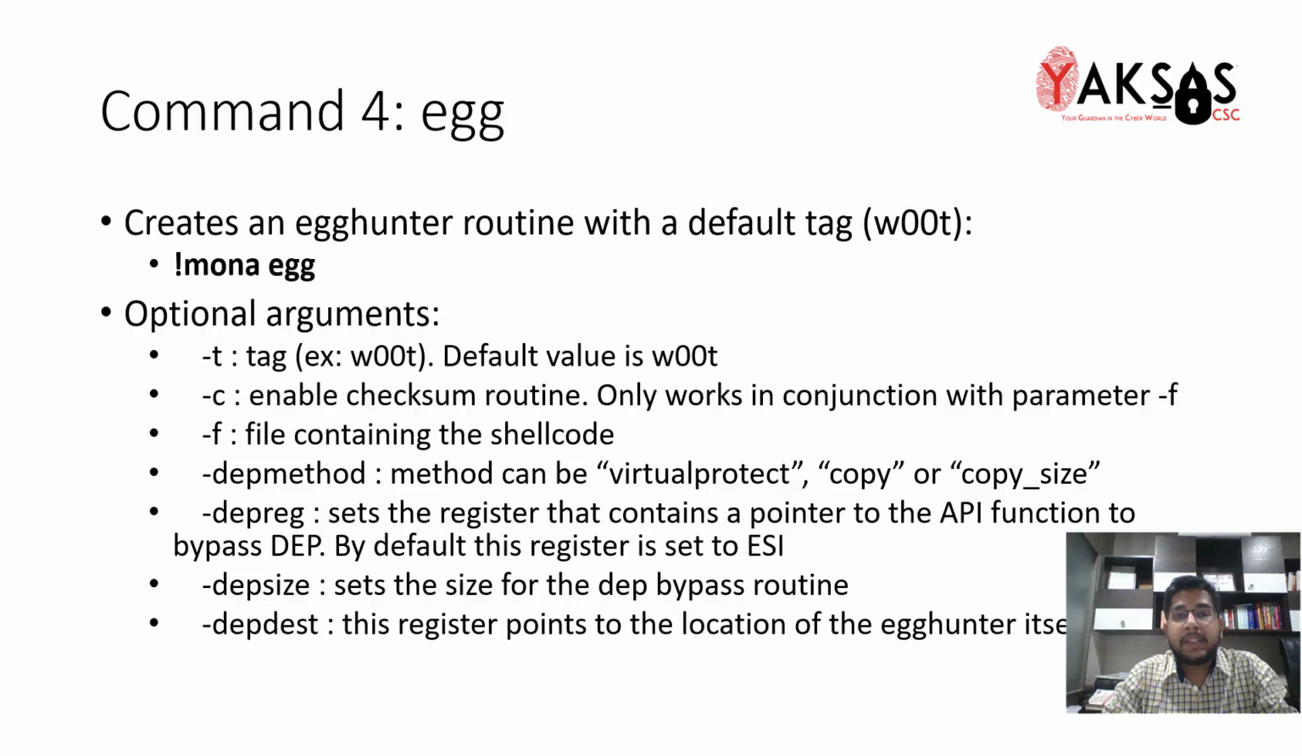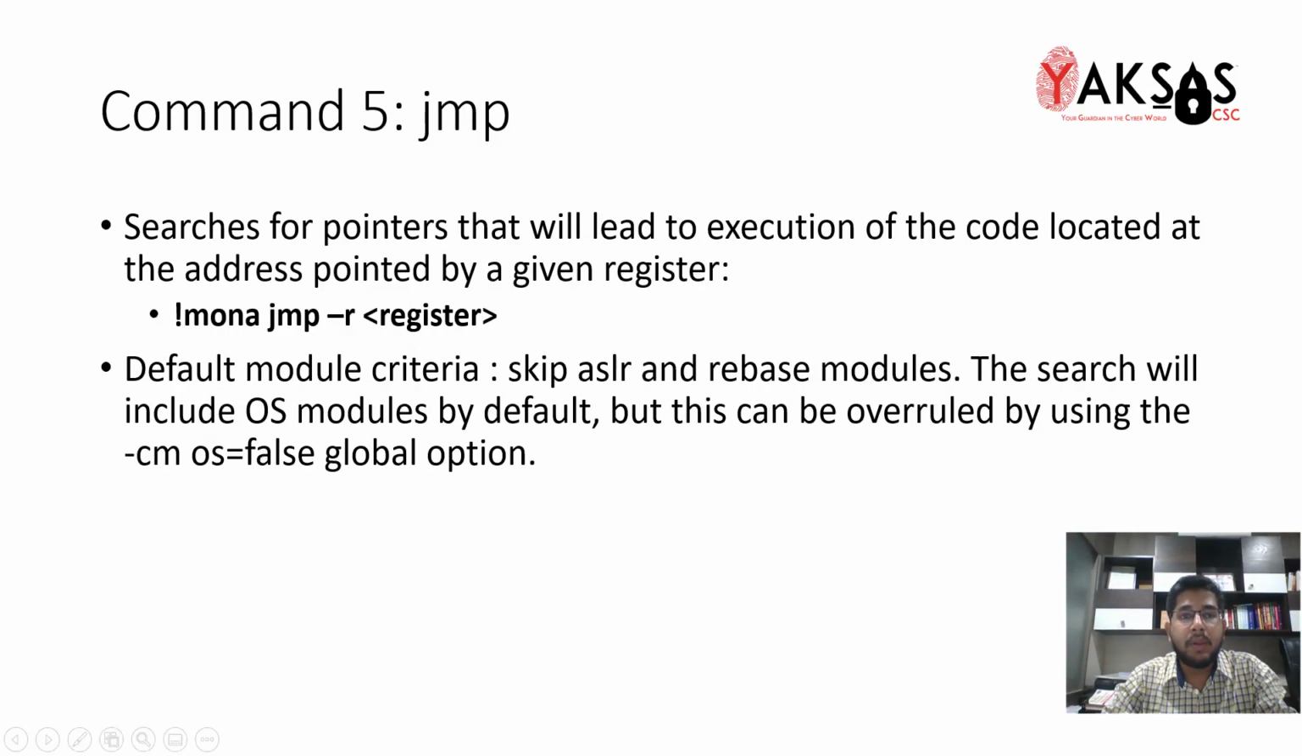The next command in this series is the jump command. During the process of exploit development, many a time it will happen, especially if you're exploiting a plain stack overflow, that you will need to find a pointer to a jump instruction, which will lead the EIP to jump to a particular register. Now, in order to find the pointer to that sequence of jump register instruction, Mona provides a command called jmp, and it takes one flag, which is -r, which takes one argument, which is a register name.